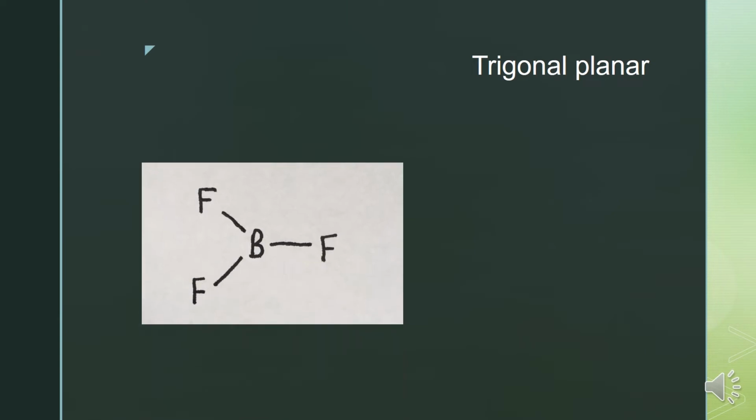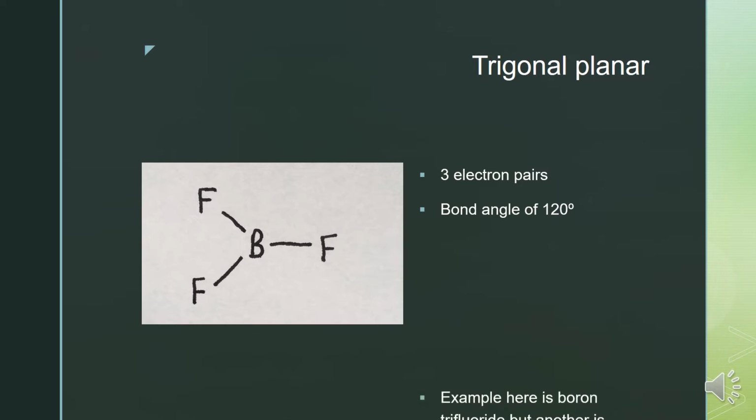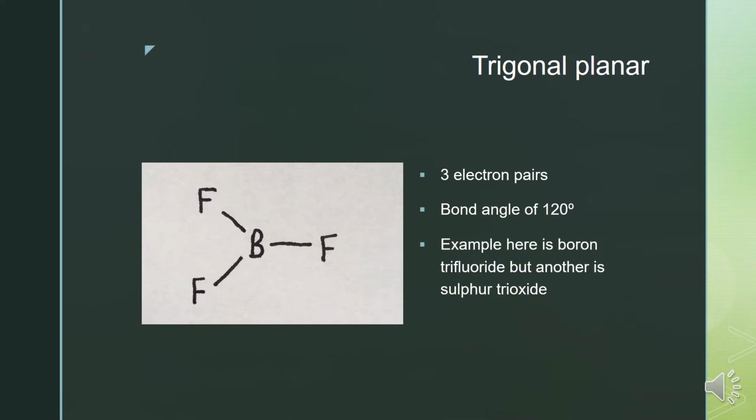The next shape is trigonal planar, which has three electron pairs and therefore a bond angle of 120 degrees. Again, this is to allow the atoms to be as far apart as they can be to minimize repulsion within the molecule. This example is boron trifluoride.